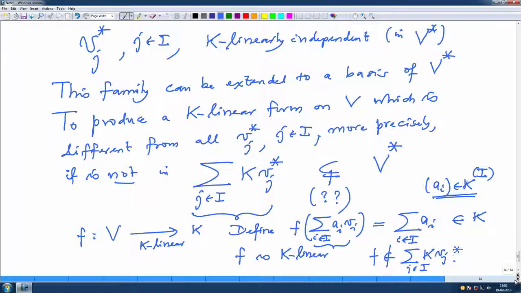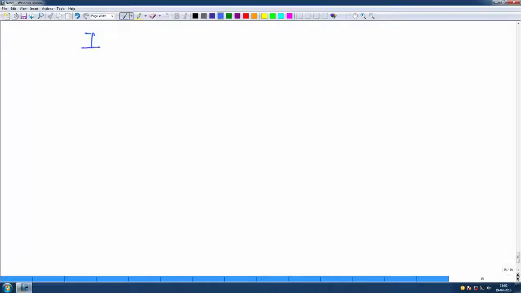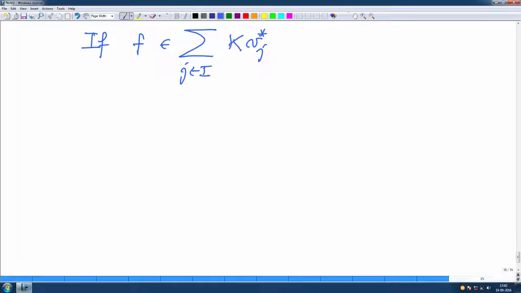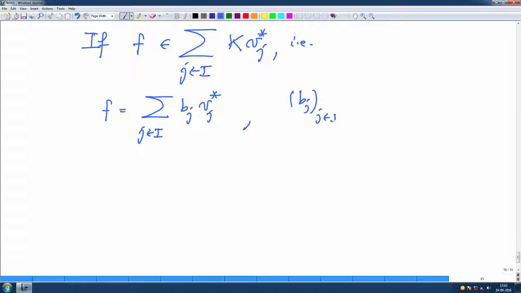Let us check that. Suppose F belongs to this subspace. What does that mean? That means F has an expression in the v_i star. F we can write as a combination, the summation of b_j v_j star, j in I, with the property that this tuple (b_j) is in K power round bracket I. Suppose it is this, then we should get a contradiction.